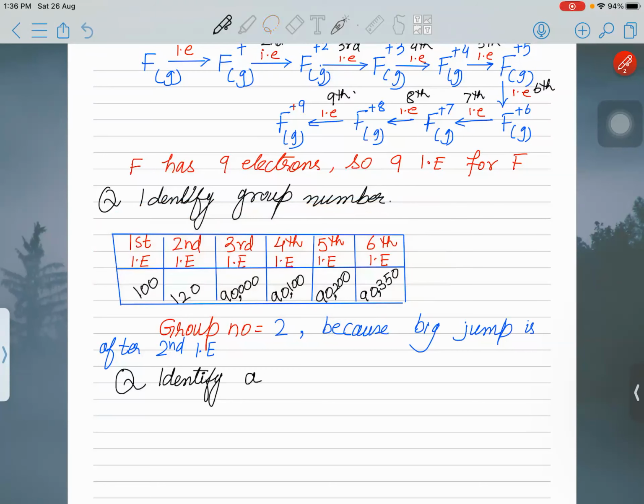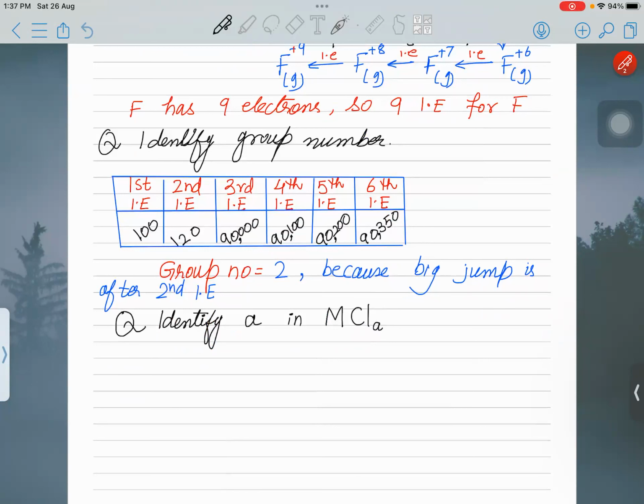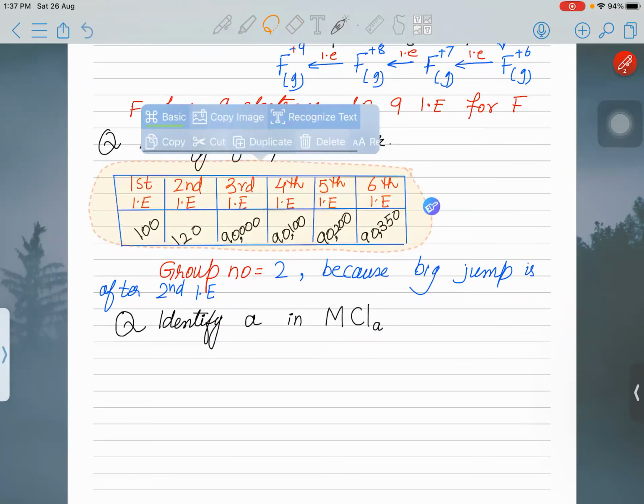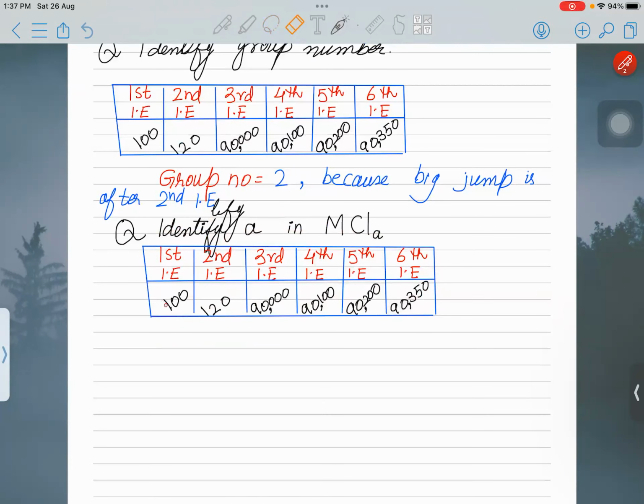Now identify A in MClA. M is any metal. Now again the period is given, and again this table is given. First ionization energy is given, second is also given, third, fourth, fifth, sixth.